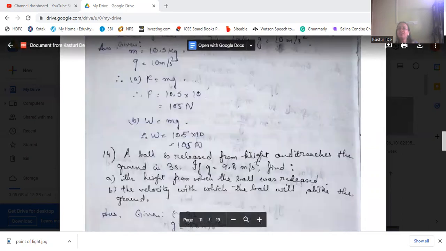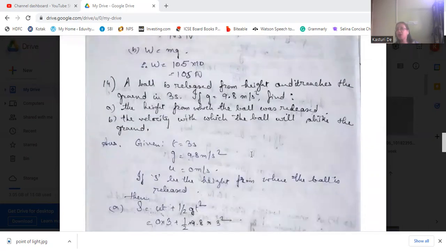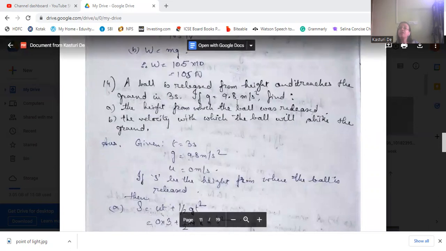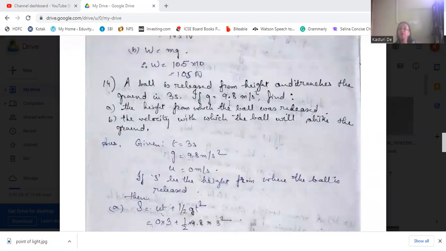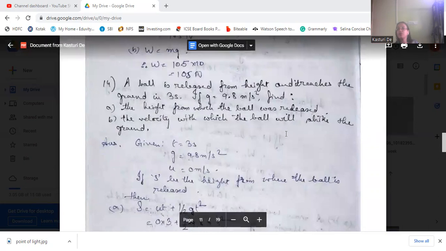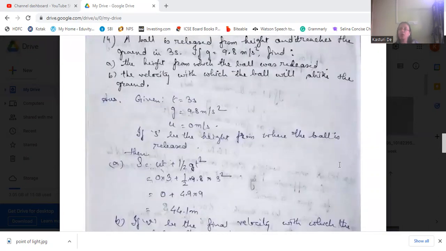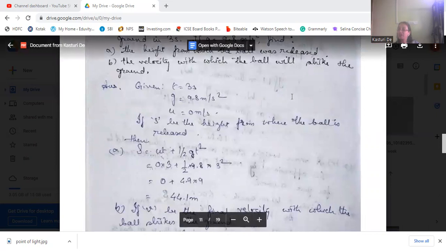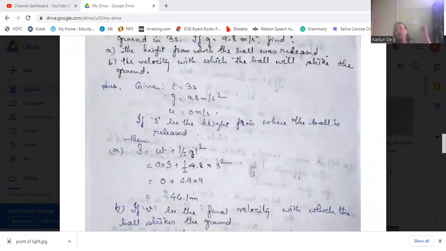Now a ball is released from a height and it reaches the ground in 3 seconds. If gravity is 9.8 meter per second square, find the height from which the ball was released and the velocity with which the ball will strike the ground. So given t is equal to 3 seconds and g is equal to 9.8 meter per second square, and it is falling from the top, so it is starting from the velocity 0 meter per second. It is falling from the maximum height, where the velocity becomes 0.